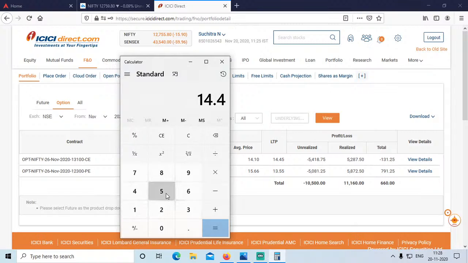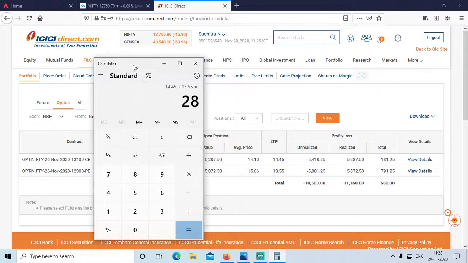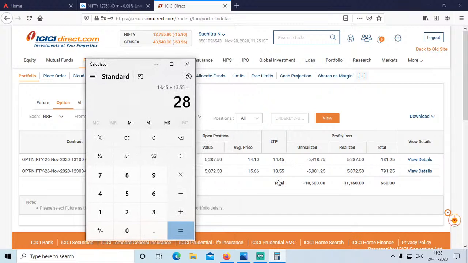14.45 plus 13.55. See, in the beginning, when I add these two prices, it is coming 28.75.